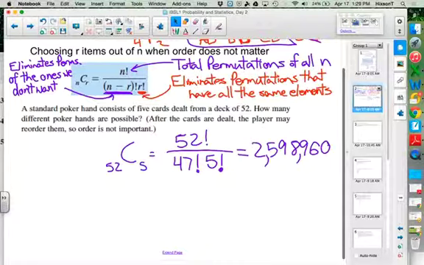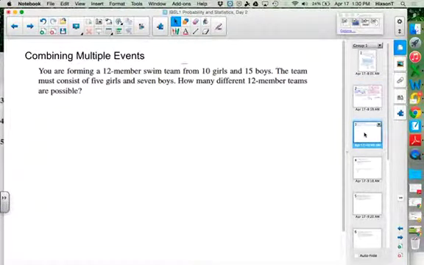Any questions about just using the combination? Alright. Now here's where we start to combine things together. We're combining two ideas.